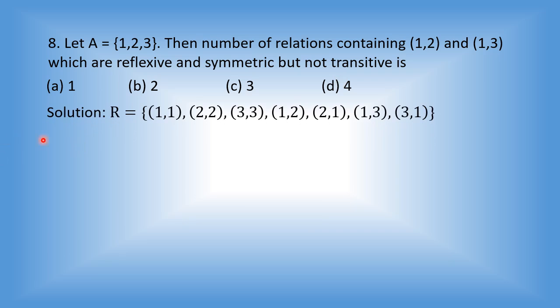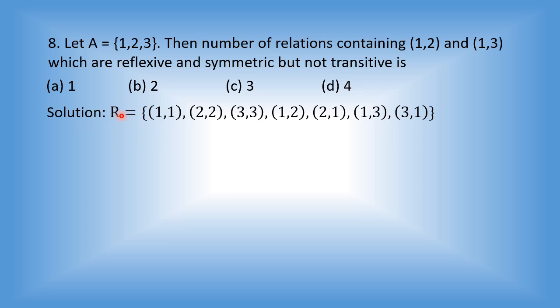You know the definition. So reflexive, there are 3 elements. So 1, 1, 2, 2, 3, 3 belong. Therefore R is reflexive. Then symmetric. Symmetric means if ordered pair A, B belongs to the relation R, then the ordered pair B, A should also belong to the relation R. Let's check here. So 1, 2 belongs, therefore ordered pair 2, 1 also belongs to the relation R. If I take these two, 1, 3 and 3, 1, they belong to the relation R. So clearly R is symmetric.